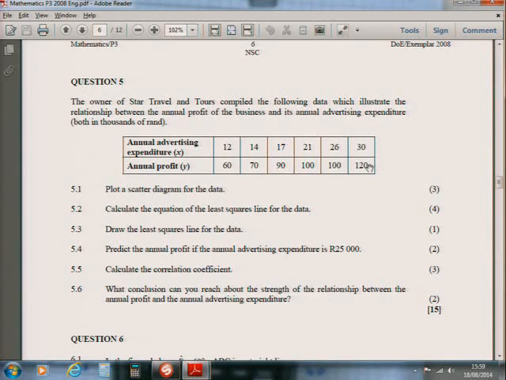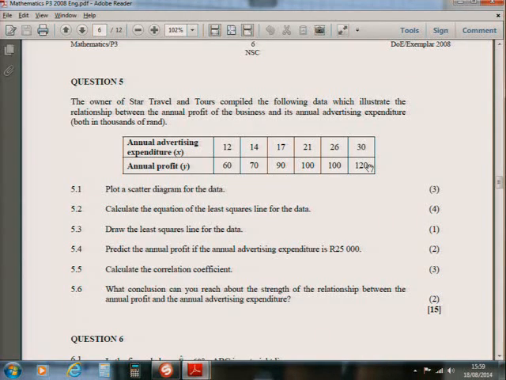I press 2 on the calculator. It gives me 2 columns, X and Y. Now I enter my data. I start with the row above, which is the X one. It is 12 equals, 14 equals, 17 equals, 21 equals, 26 equals, 30 equals. Good. I have 6 pieces of data there.